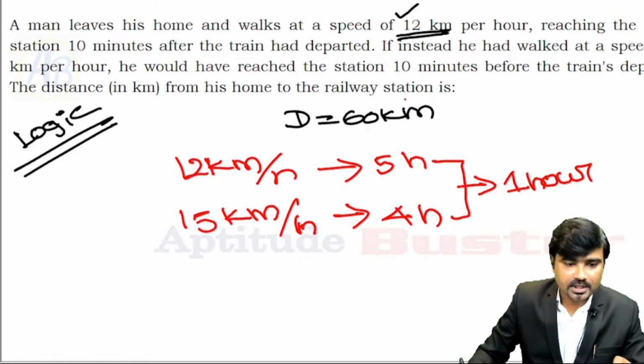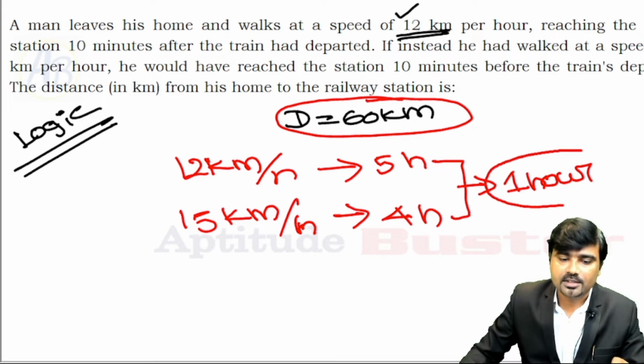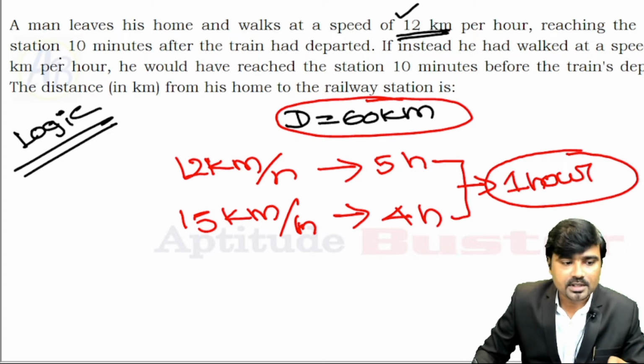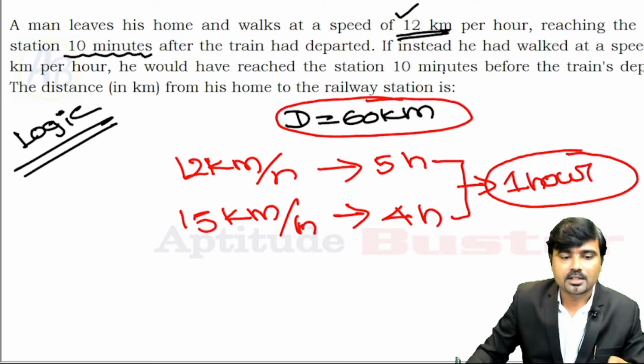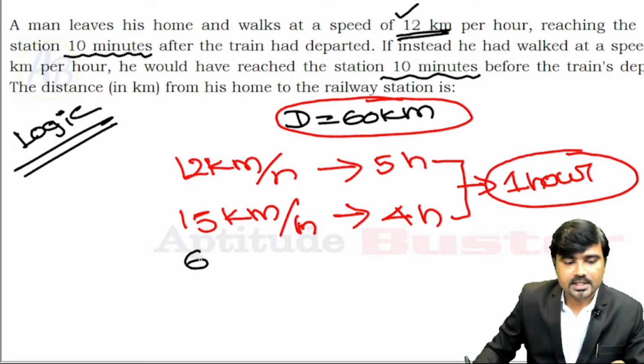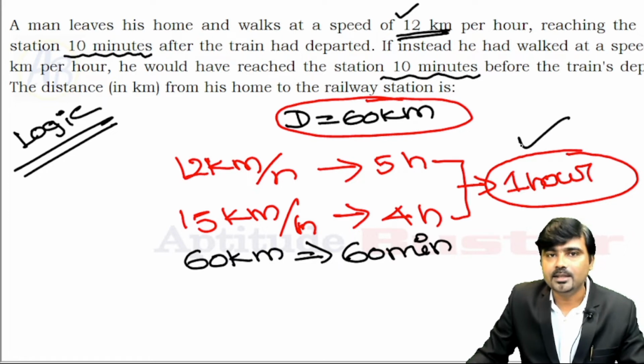We have chosen the distance as 60 km. We got the time difference as 1 hour. As per the question, what's the time difference? The time difference is this one 10 minutes late, this one 10 minutes earlier. What's the total time difference? Total time difference is 20 minutes. So we assume 60 km as the distance, so that's why the time difference is 60 minutes. I have written 1 hour as 60 minutes.